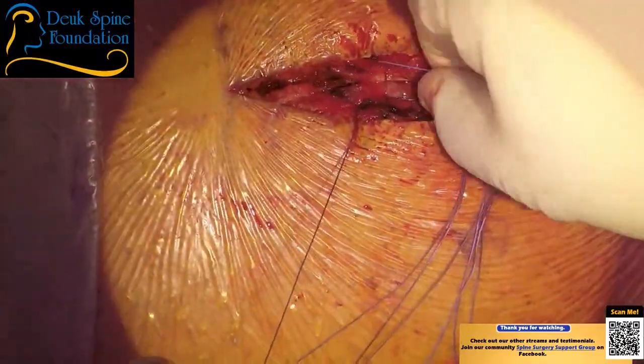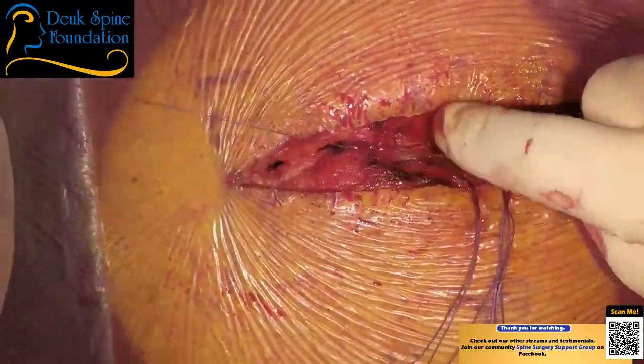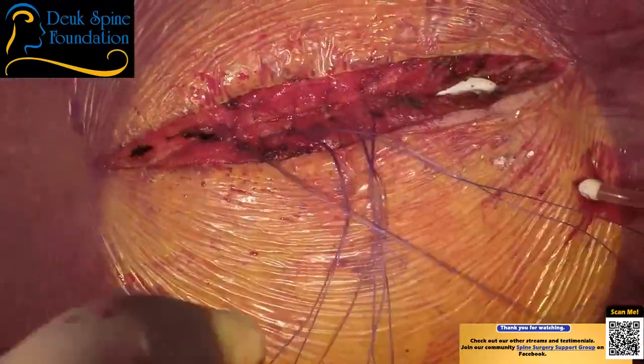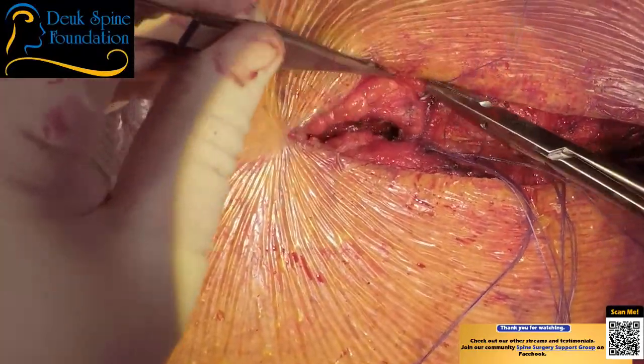So by getting the wound closed, it will help with hemostasis, but you want to make sure the big bleeders are taken care of before you close. I would change your Raytec to a clean one.